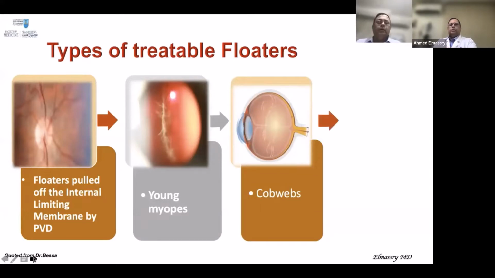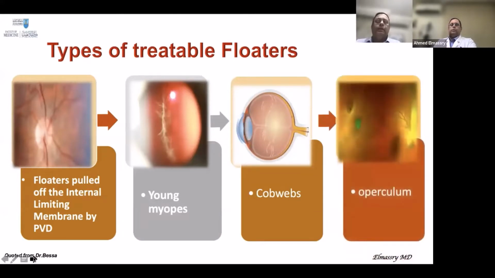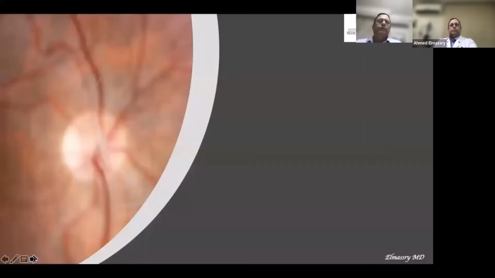on their satisfaction. Lastly, if you have an operculum or retinal break, of course, after treating the retinal break with argon laser photocoagulation, you can treat the operculum with the YAG laser vitreolysis if it moves in front of the patient's field. But honestly, this is a rarity to be treated. These are the types of the treatable vitreous floaters.